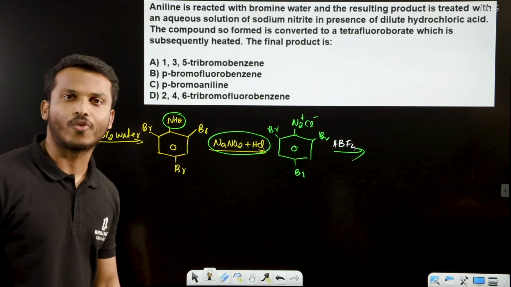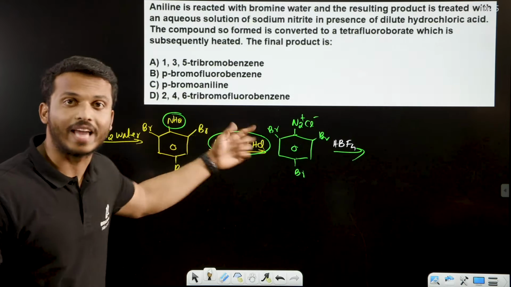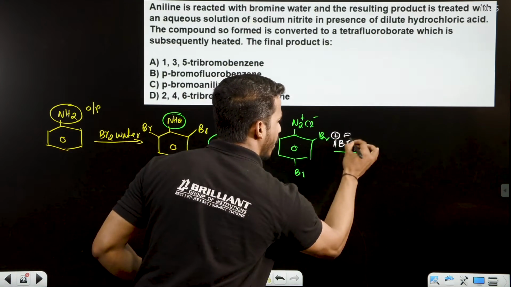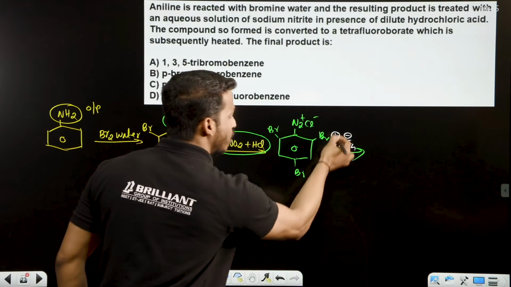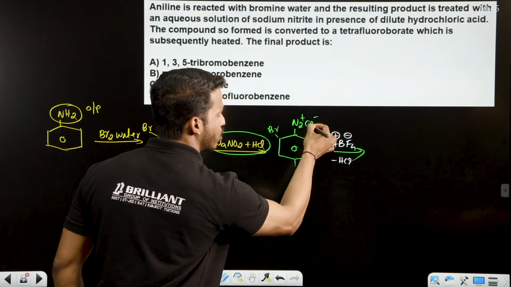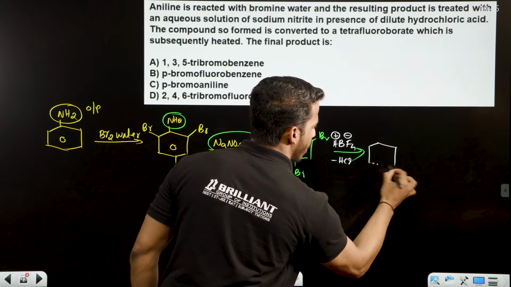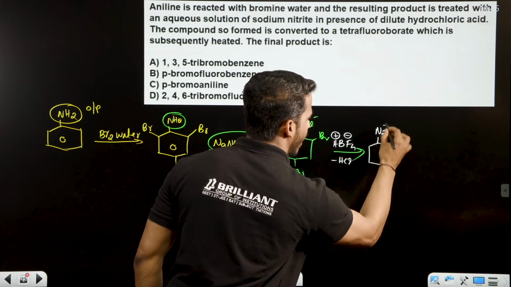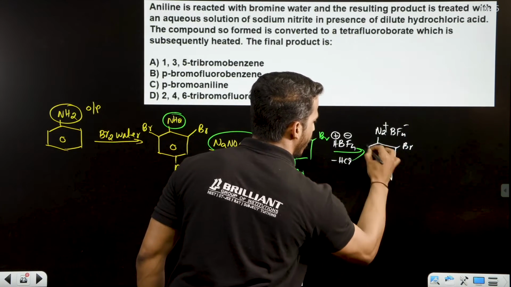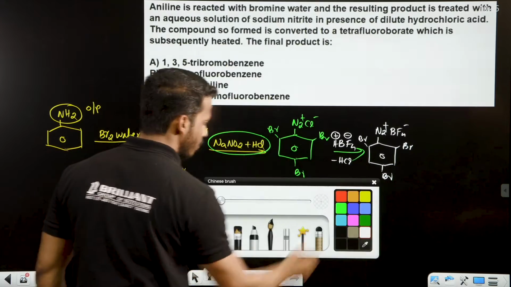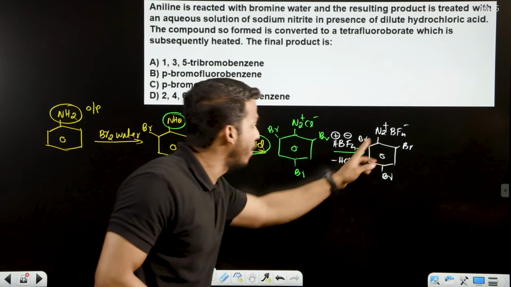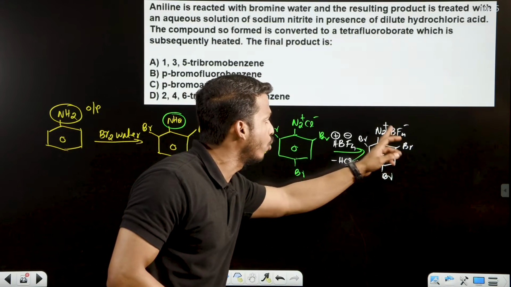What is HBF4? It is called fluoroboric acid. HBF4 has two ions, dear all, H+ and BF4-. This H+ and Cl- are removed as HCl, and BF4- comes instead of Cl. So you will get the compound benzene with N2+ BF4- with bromine, bromine and bromine at the second, fourth and sixth positions. It's called benzene diazonium tetrafluoroborate.